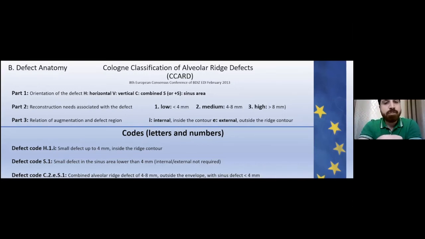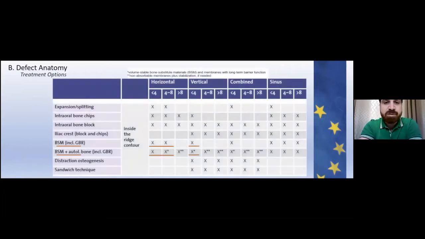Part 2 is the height: low, less than 4 millimeter, medium, between 4 and 8, and high, more than 8. And part 3 is the relation of augmentation and the defect region, if it's internal, inside the contour, or external, outside the ridge contour. So I'm going to go quickly in this consensus article. They made a decision tree, and I'm going to localize the defects that we're going to work on. The defects that we're going to work on are horizontal and vertical, less than 4 millimeter.